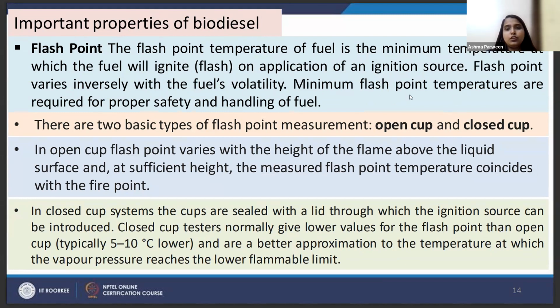Minimum flash point temperatures are required for proper safety and handling of fuel so that ignition does not take place. The two types of flash point measurements are open cup and closed cup.